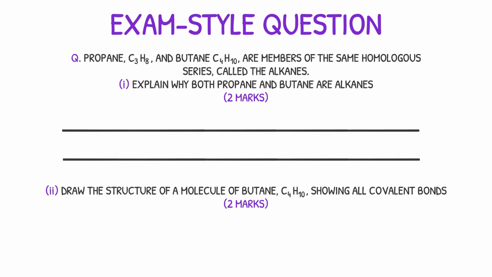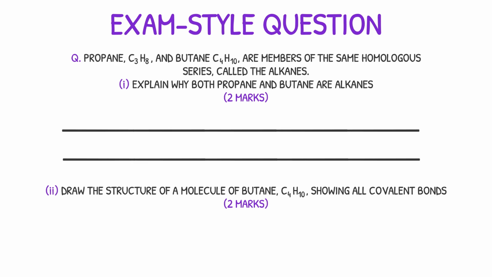Here's an example of a past paper question that I'd like for you to attempt to test your understanding of the content covered in this video. Pause the video and take your time to work it through. Press play once you're ready to check your answers. Propane, C3H8, and butane, C4H10, are members of the same homologous series, called the alkanes. Explain why both propane and butane are alkanes.